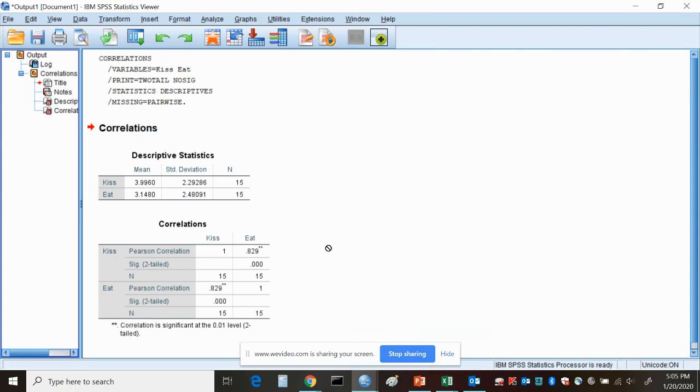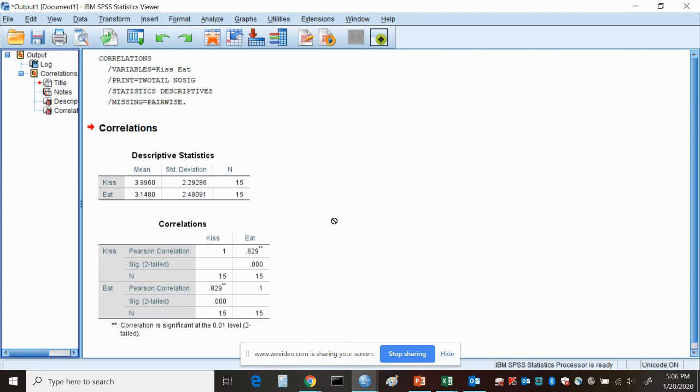And if we take this value, which is the R, correlations get the Pearson's R. If you square this value, 0.829, you'll get 0.687, which represents 68.7%. This can be interpreted as approximately 69% of the variability in kissing is explained by the variability in eating.